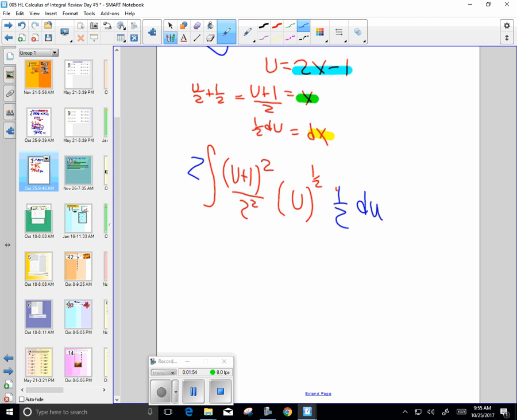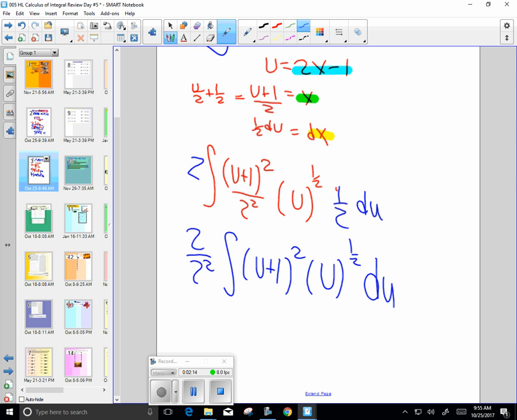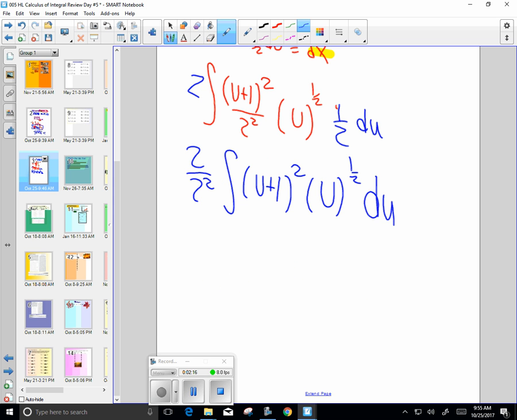Now we got a lot of algebra here. I'm going to pull out this 2 squared. So we get u plus 1 squared times u to the 1/2 du. Okay. What's 2 divided by 2 squared? 1/2. And then u plus 1 squared is u squared plus 2u plus 1 times u to the 1/2 du.